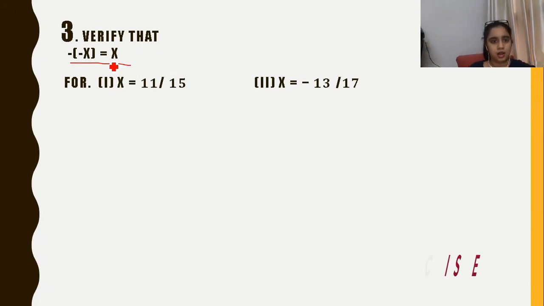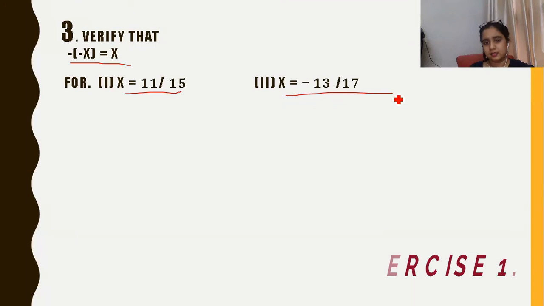Here they have given us the equation, and we have to verify that minus of (minus x) equals x. They have given two values of x. In the first part x equals 11 upon 15, and in the second part x equals minus 13 upon 17. First we will do the first part, then we will solve the second part.